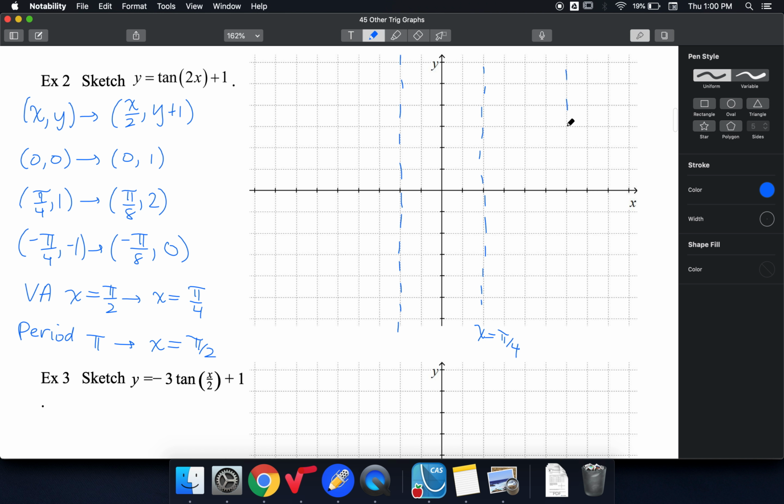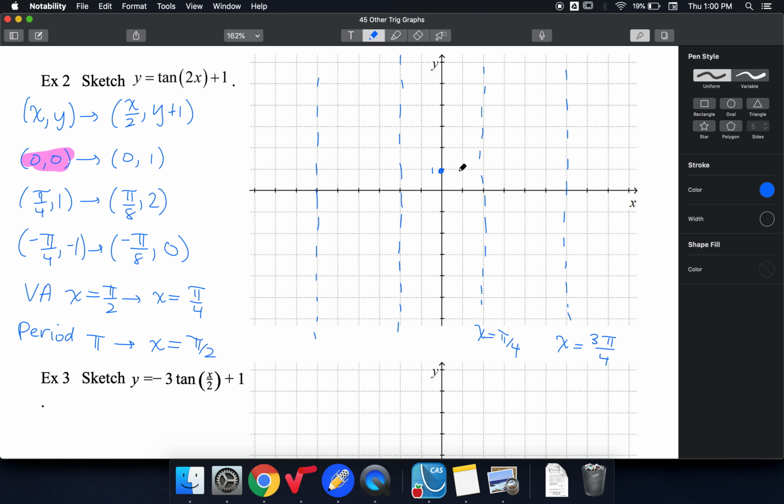I can put in my next asymptote. That's going to be pi over 2 away. So I'm going to have 3 pi over 4 is my next one. 1, 2, 3, 4. Over here. My center point, I sort of think of 0, 0 as the center point. That became 0, 1. So if we say that this is 1, I'm here.